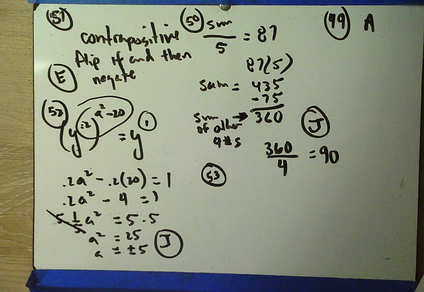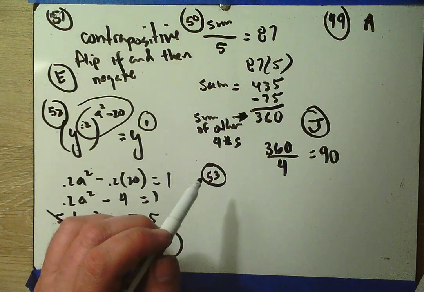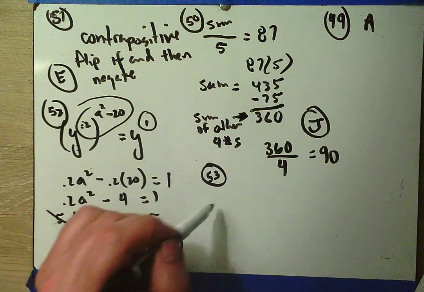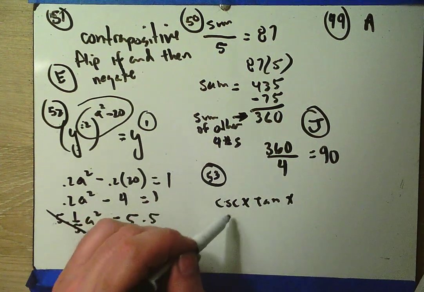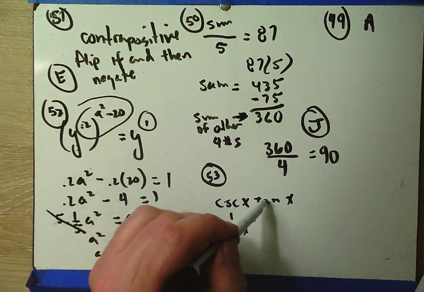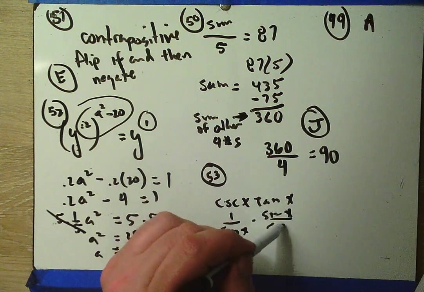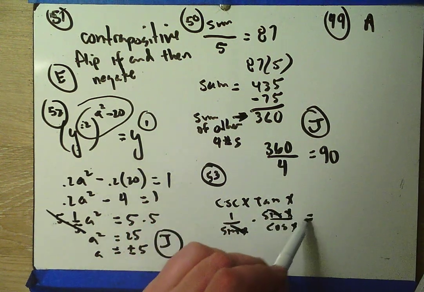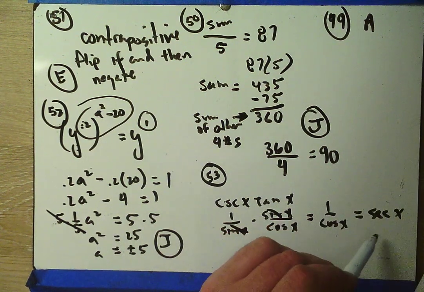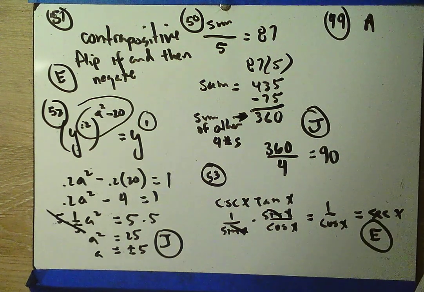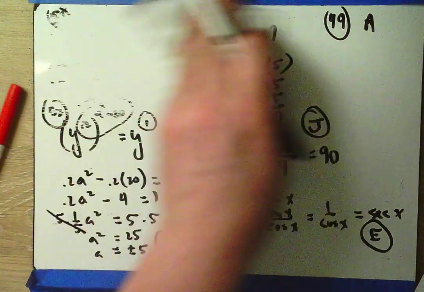53. Simplify this expression. The expression is cosecant x tangent x. Well, we know cosecant is 1 over sine, and we know tangent is sine over cosine. So we can do some canceling and get 1 over cosine, or secant x. And that's why E is my answer to 53.